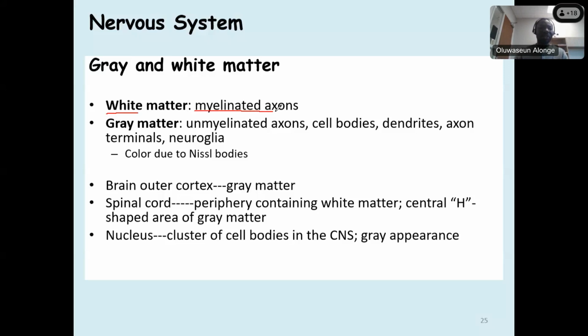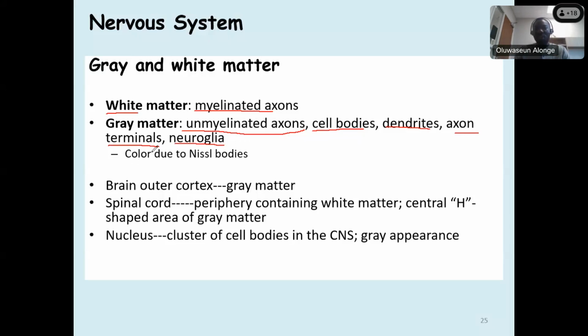Then you remember the other time I told you that the nucleus body, which is where we have the rough endoplasmic reticulum, is gray in appearance. So every other part of the neuron that is not the myelinated axon is what we call the gray matter. So the unmyelinated axon, like the node of Ranvier, every portion of the axon that is not myelinated, is gray matter. The cell body, gray matter. The dendrites constitute gray matter. The axon terminals, they don't have myelin there, constitute gray matter. And the neuroglial cells that are not myelinated as well, obviously, constitute gray matter.